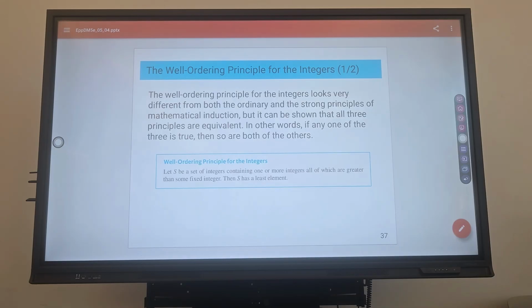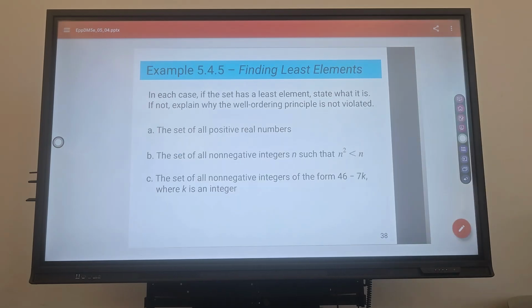Just mathematically formulating a way of saying something that's basically common sense. If you have a group of numbers, there's going to be a smallest one. Yeah, but you have to have a group of integers, and there has to be at least one in the group, and then one of them is going to be the smallest element. Like I said, a lot of this class is formalizing common sense. In each case, if the set has the least element, state what it is. If not, explain why the well-ordering principle is not violated.